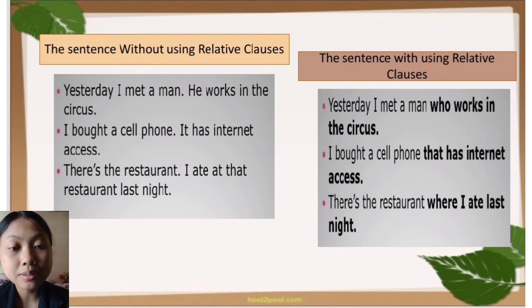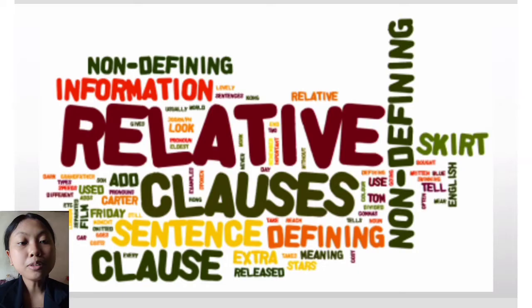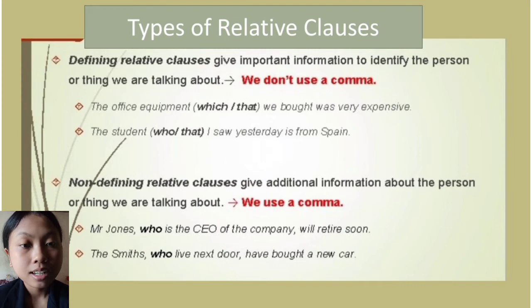And then the last here we have, there's the restaurant. I ate at that restaurant last night. So it could be, there's the restaurant where I ate last night, where being a relative adverb to connect the two sentences. And we move to the types of relative clauses, which consist of defining relative clause and non-defining relative clause. The defining relative clause gives important information to identify the person or thing we are talking about.